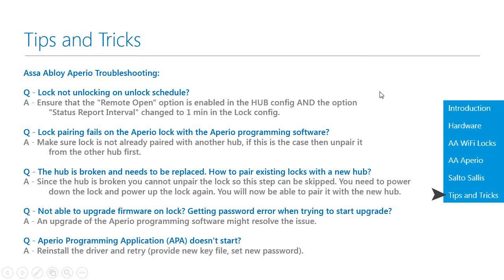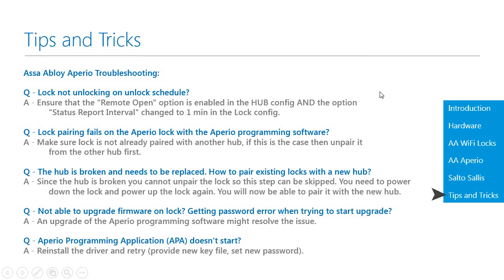Now in the case where the hub is broken and needs to be replaced, you're going to need to pair the lock with the new hub. Basically you'd want to unpair it usually, but in the case where the hub is broken, obviously you can't do that. So power down the lock and power it back up again, and you should be able to pair it with the new hub at this time.